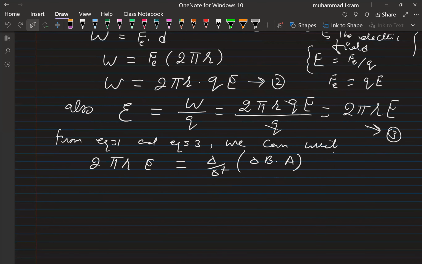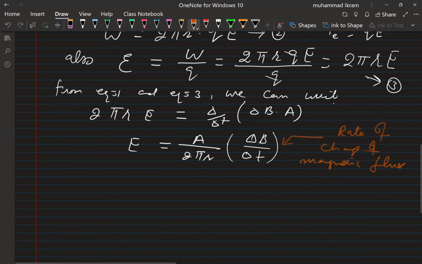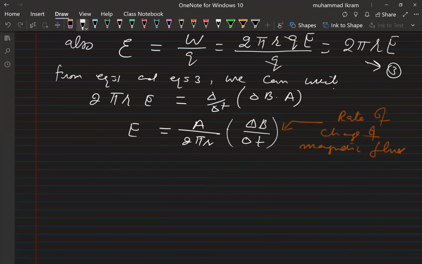Now since A is constant, it will be taken out, and it will be 2 pi r into delta B by delta t. Now if you see this equation, this is in fact what? It is the rate of change of what? Rate of change of magnetic flux.